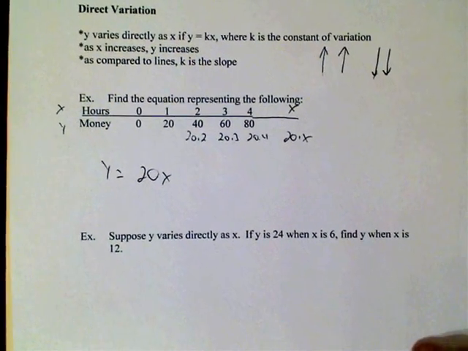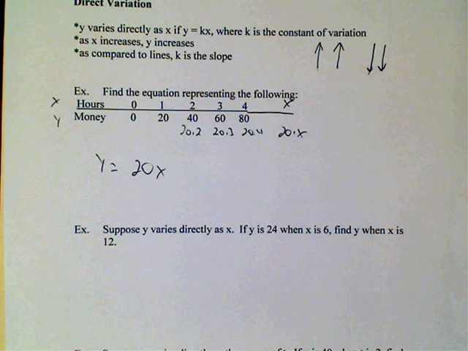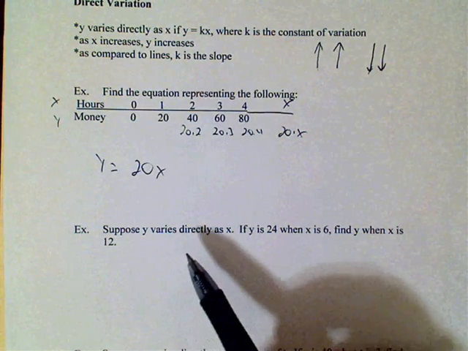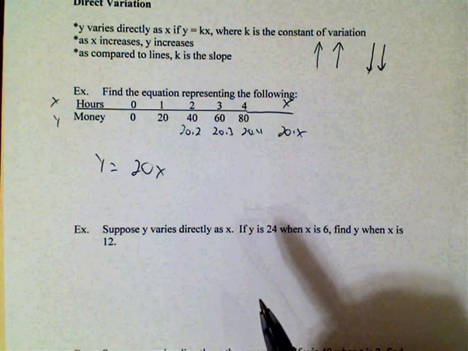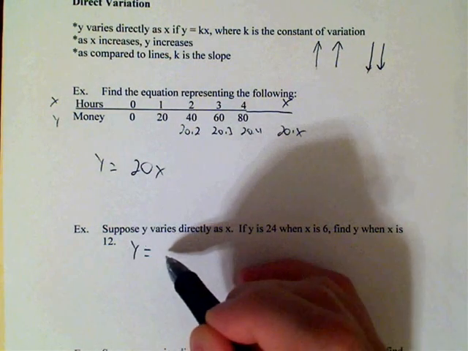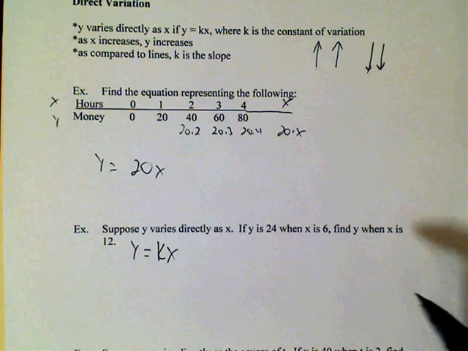Now this next example is more like what you should expect to see when it comes to variation problems. Now the next couple of examples will be direct variation. It says, suppose y varies directly as x. Stop right there. As soon as you see that, we want to write down the equation being represented. Y equals kx, or k times x. Now let's show you the problem.